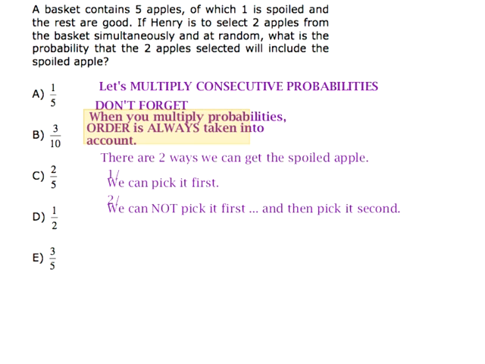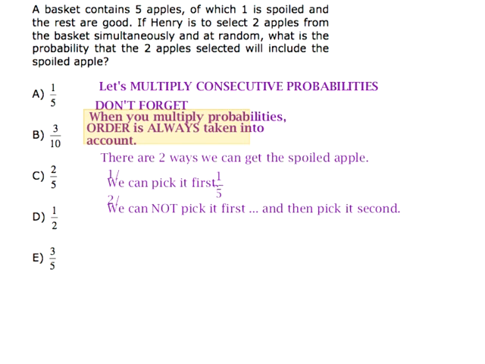Okay, well, what's the probability of number one? What's the chance that we pick the spoiled apple first? That's just going to be 1 out of 5. Oh, okay. Now you're doing spoiled and good.